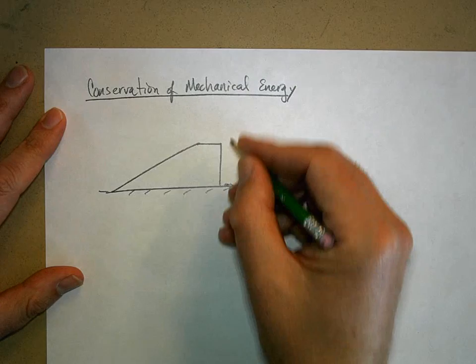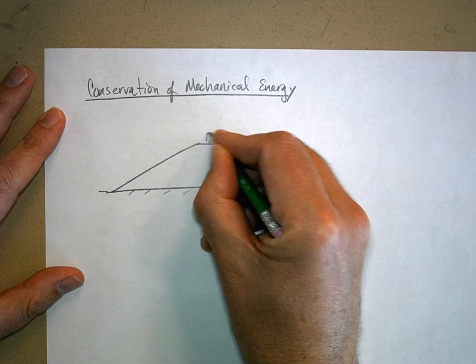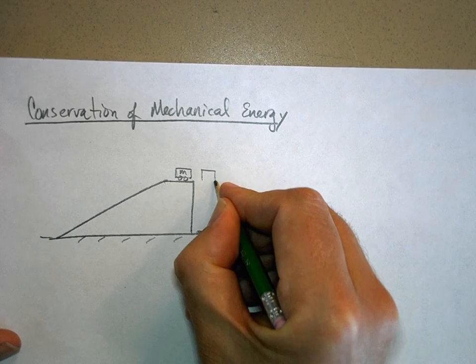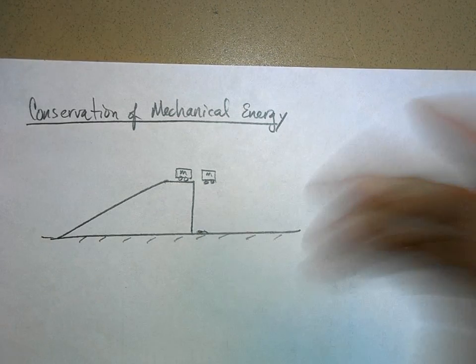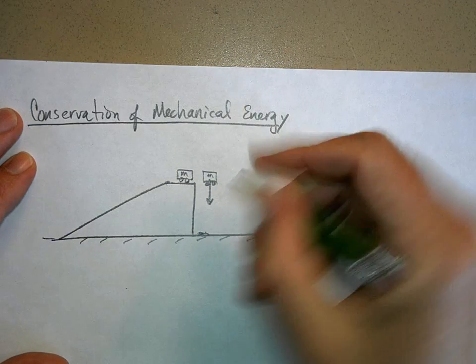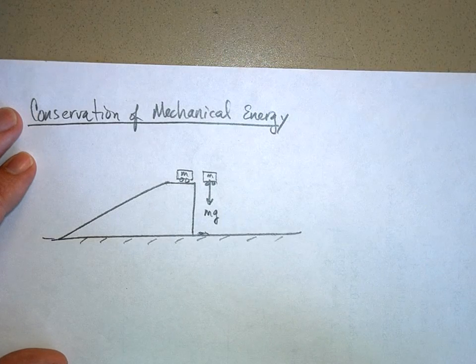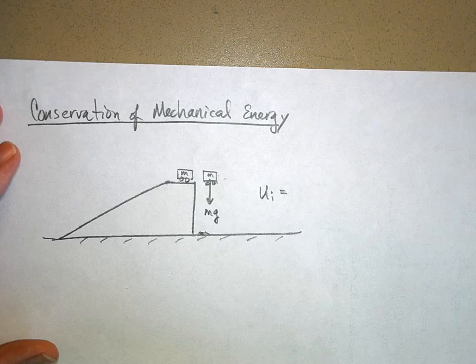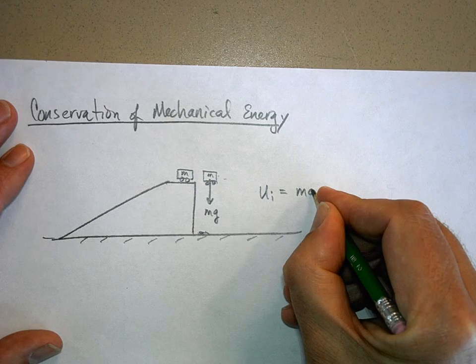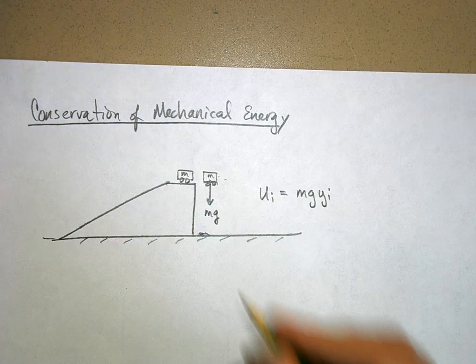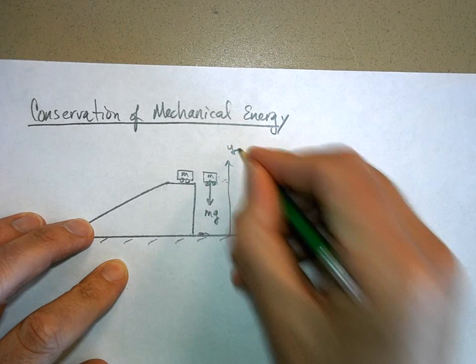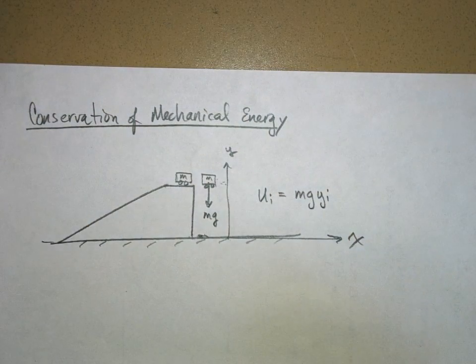Okay, so let's put our crate up here, and it has a certain mass. Let's say it's hovering over the cat, and the Looney Tunes gravity is about to strike. So this thing has gravity pulling it down, and it has gravitational potential energy. It started up here, so U initial is equal to mg y initial. Does that make sense? This is y initial up here. We'll make the ground the origin. So here's the y direction, and here's the x direction, but the x direction is irrelevant in this problem.